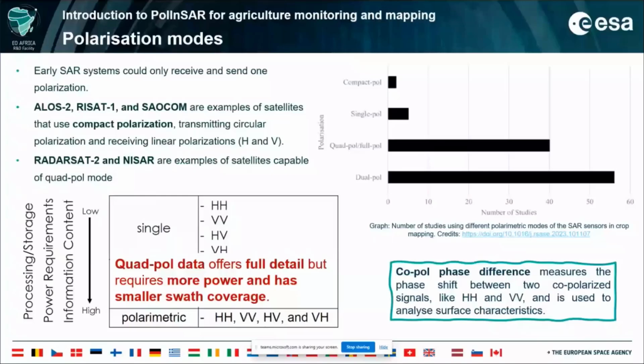And here in this graph, you can also see how many studies have been using different polarization modes. And as you can see, the most used is dual pole, but this is also because of the Sentinel-1 providing data sets which are in this polarization mode. So Sentinel-1, as providing free and open global coverage data, is one of the mainly used sensors in crop mapping. That is why you have a very big number of studies that used this one for investigating crop mapping.